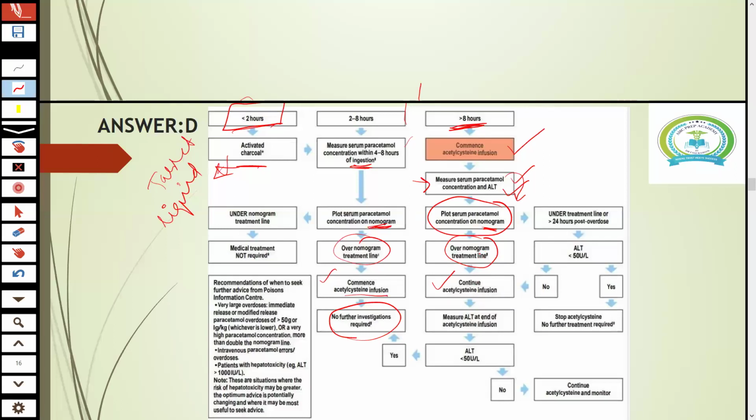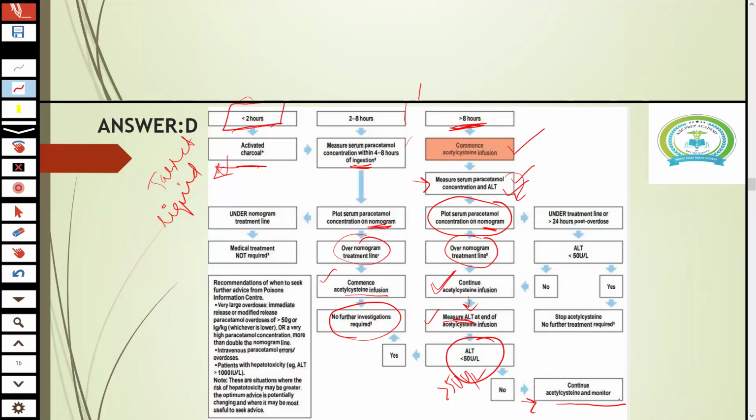Okay, here again, if it's over the nomogram line, we have to continue the infusion that we have started. But if it's below the nomogram line, then we have to stop. And then we measure ALT levels at the end of the infusion. Then if ALT levels are less than 50 units, no further investigation is required. But if it is more than 50 units per liter, then again, we have to continue and monitor. Okay.